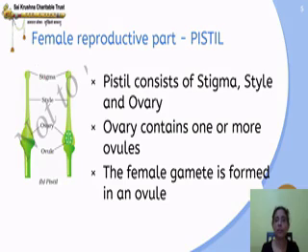Next is the female reproductive part called the pistil. Can you look at the picture here? It has the pistil's picture wherein you have the style, the stigma, the ovary and the ovule, which are the parts of a pistil. This pistil consists of stigma, style and ovary. Ovary contains one or more ovules. The female gamete is formed in an ovule.